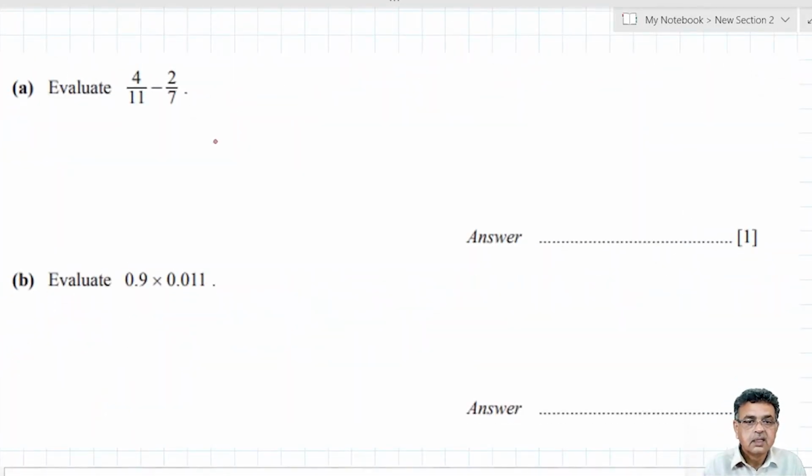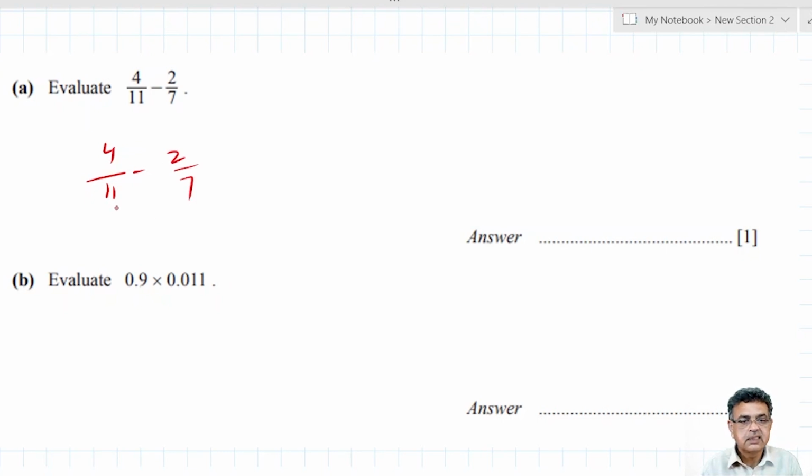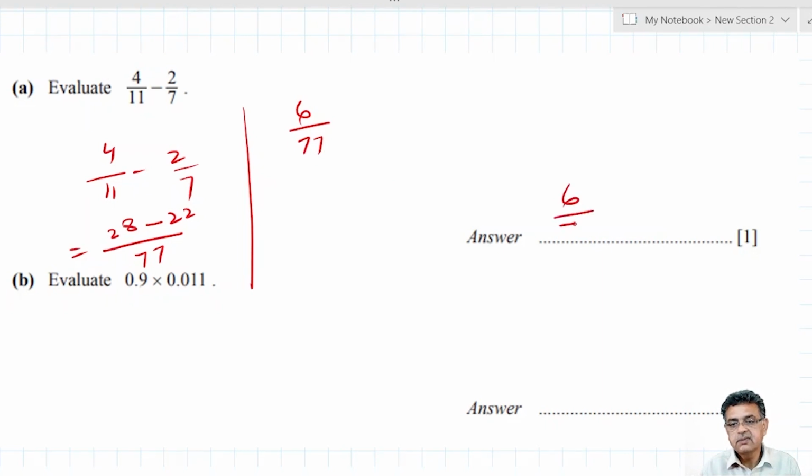Now this one, evaluate 4 over 11 minus 2 over 7. Once again, 11 and 7 have nothing as a common factor. So the product of these two numbers will be their LCM, and 7 will be multiplied on this side to give 28, and 11 twos are 22. Now 28 minus 22, that is 6. 6 upon 77.